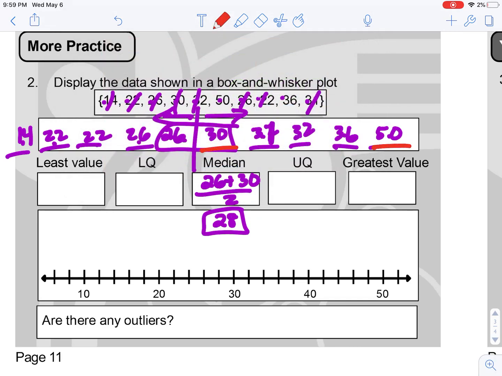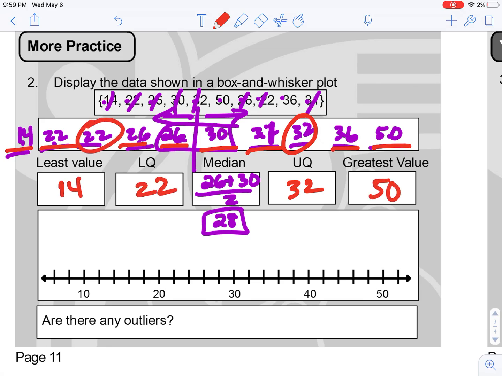So 1, 1, 2, 2, 32 is the middle. 1, 1, 2, 2, 22 is the middle. 14 is the lowest, 50 is the highest. Okay, 50. These go up by 2s: 10, 12, 14. 22 gets a line. 28 gets a line. 32 gets a line.